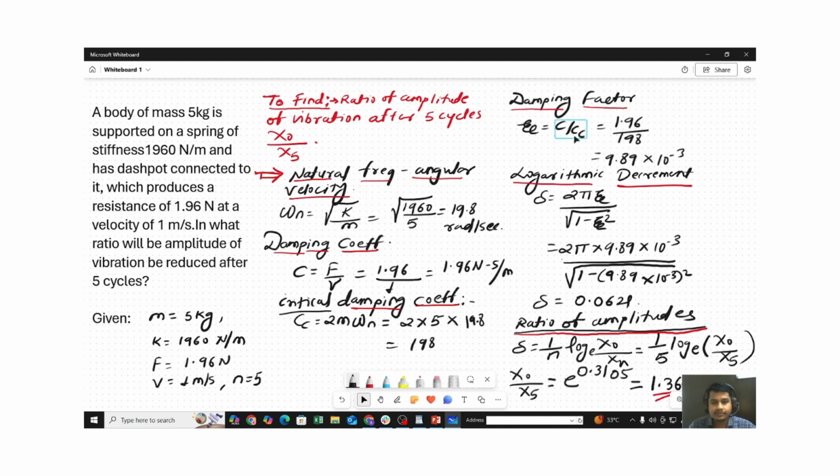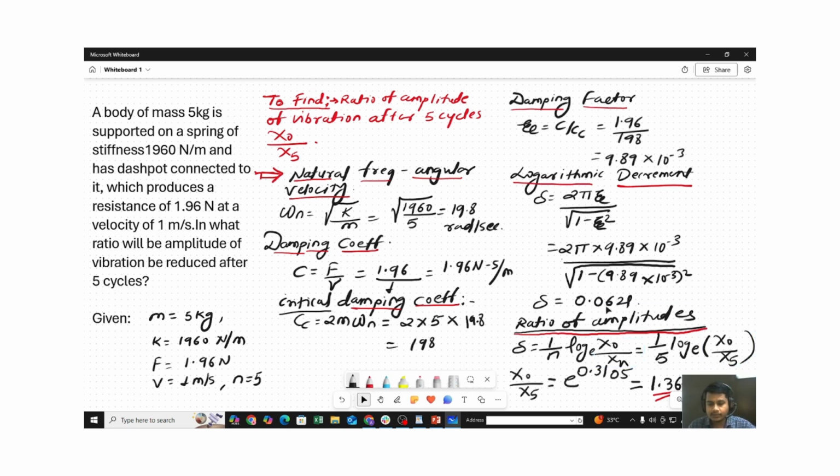After finding this, we can now use both C and Cc to find the damping factor. So zeta is equal to C by Cc, and we get zeta as 9.89 into 10 raised to minus 3. For finding the logarithmic decrement now, delta is equal to 2 pi zeta upon square root of 1 minus zeta square. Putting in the value of zeta, we get delta equal to 0.0621. So this is our logarithmic decrement value that we require to find the ratio of amplitude.